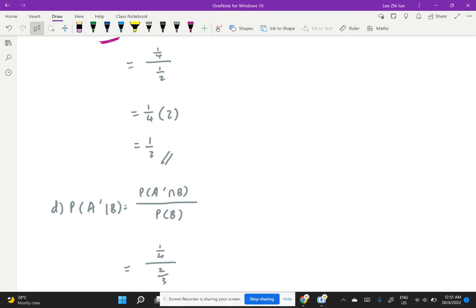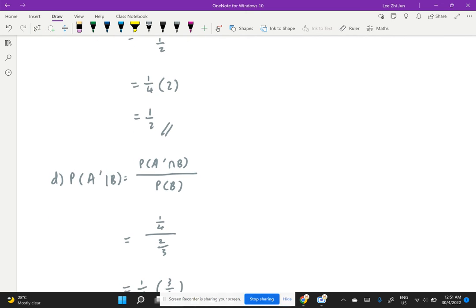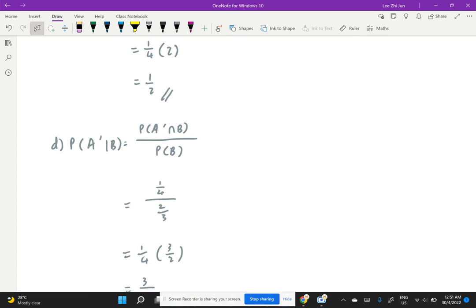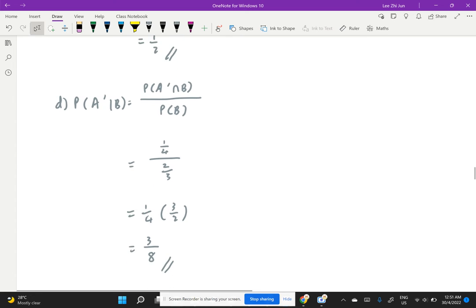And the last, P(A' given B). So P(A'∩B) divided by P(B). So 1 over 4 divided by 2 over 3, so 1 over 4 times 3 over 2, so I will get 3 over 8.